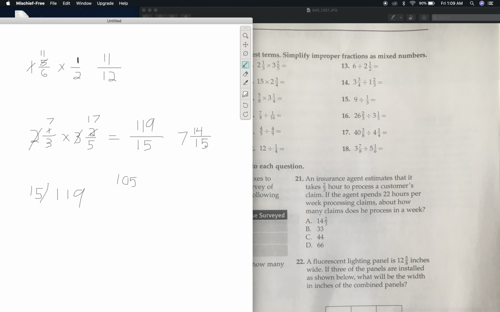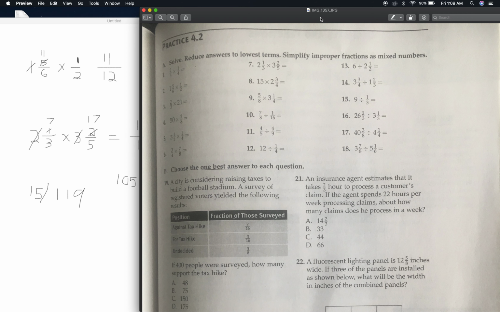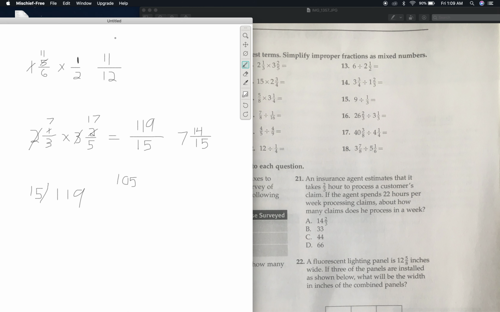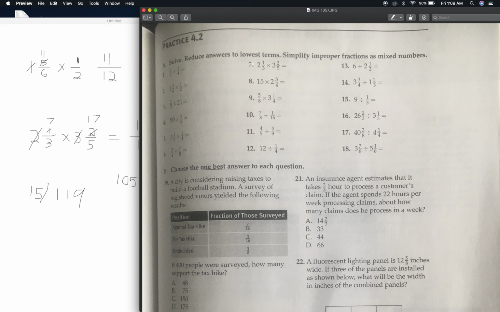Actually, no, we don't, because, let me check something real quick. Yeah, that is the lowest it'll go. So that's your answer. This can't be reduced because there's no number that goes into both of them evenly. So 7 and 14 over 15 is your answer for number 7.